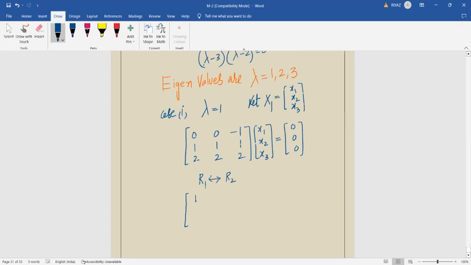What are we getting here? Tell me. 1 1 1, 1 1 1, 0 minus 1, 0 minus 1. Okay, R1 and R2 we are interchanging. This is 2, this is 2, this is 2. And be careful that we did not change anything here. X1, X2, X3, and corresponding 0 0 0 also.